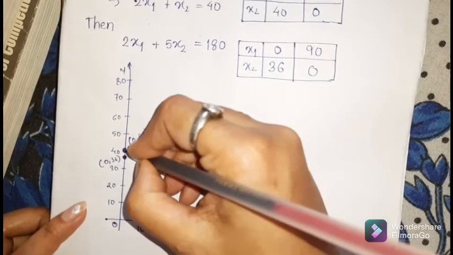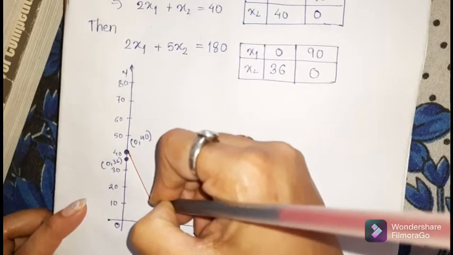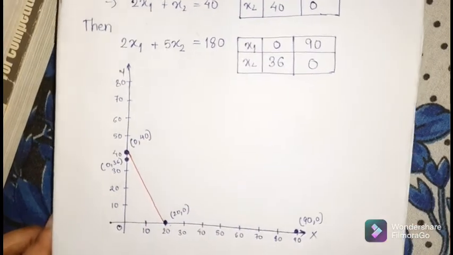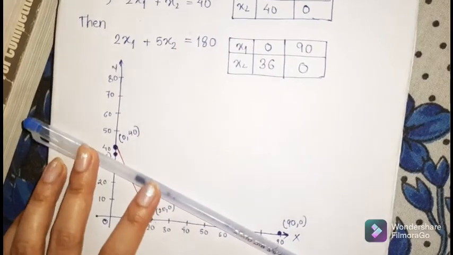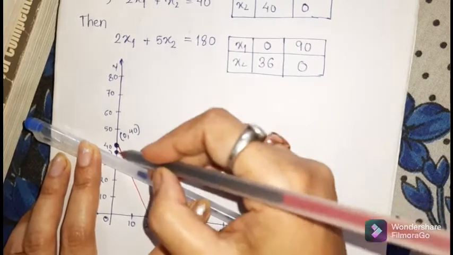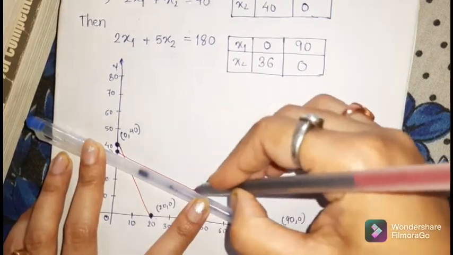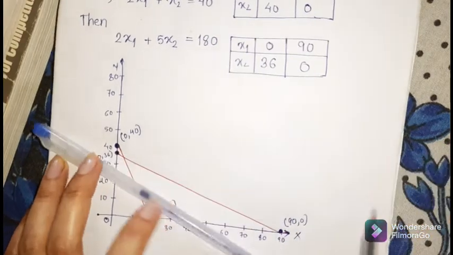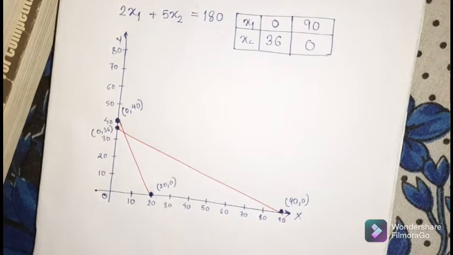For the first one, you have to draw this line with the help of a scale, otherwise your graph will not be proper. And our next one is this. Okay, so these two are our lines.